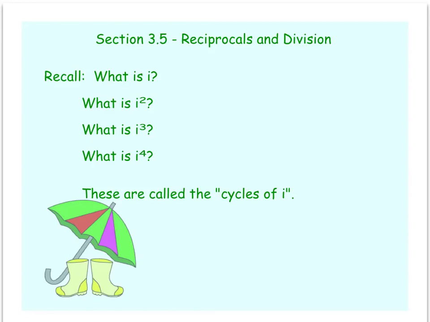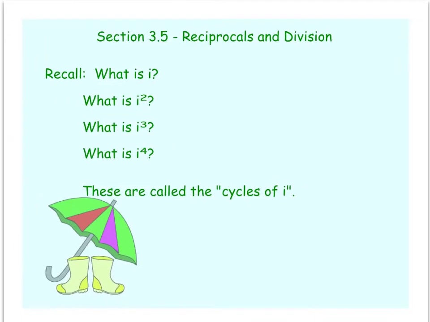Okay, this is the division with complex numbers, or dealing with reciprocals. First, what we want to talk about is a little recall thing. What was the value of i? Well, that was the square root of -1. What was i squared? Well, that would be -1. i cubed would be -i, and i to the fourth is just +1.